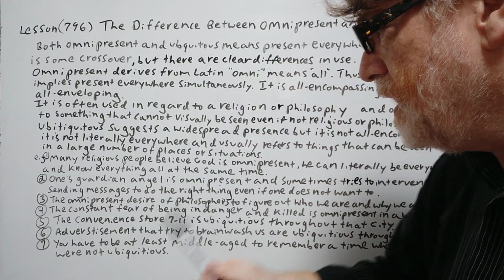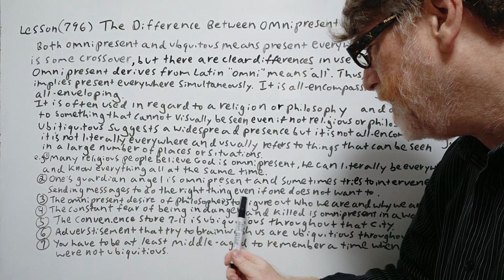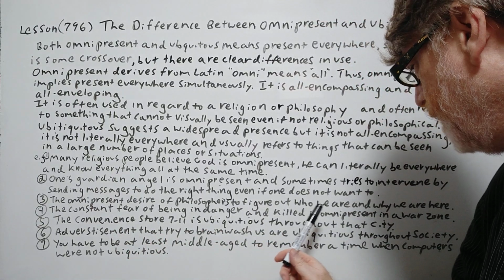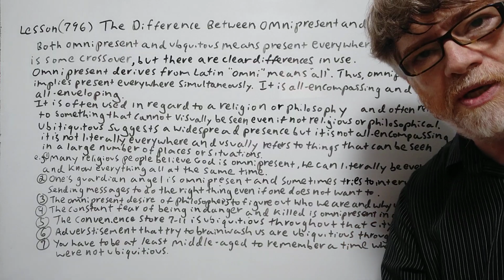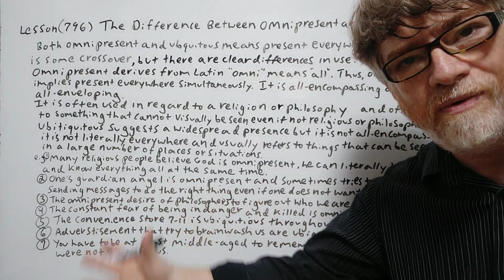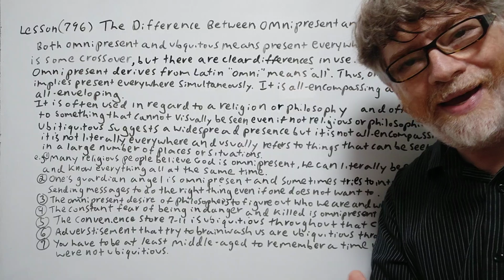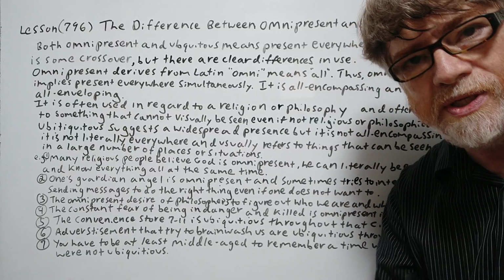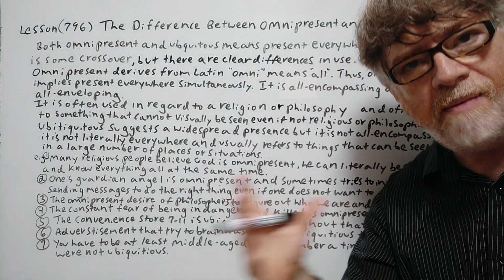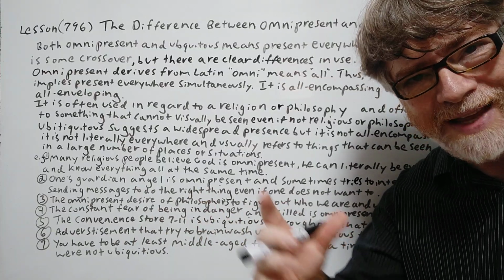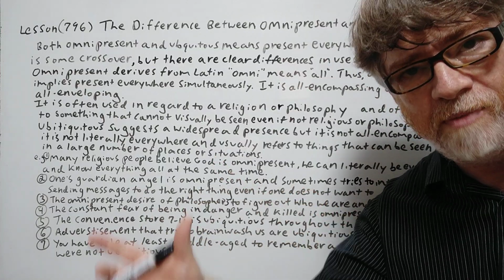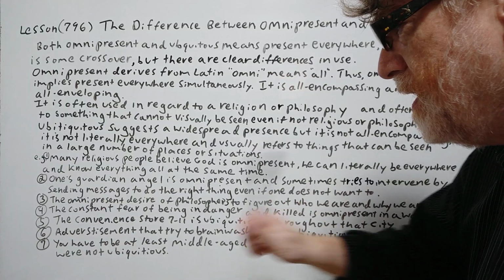Let's continue. Number 4, the constant fear of being in danger and killed is omnipresent in a war zone. So it's the fear. The fear is all around. It's everywhere. Okay, and when you're in this war zone, it is definitely omnipresent. Can you see fear? Well, not directly, even though you can see fear on people's faces. All right, let's continue.